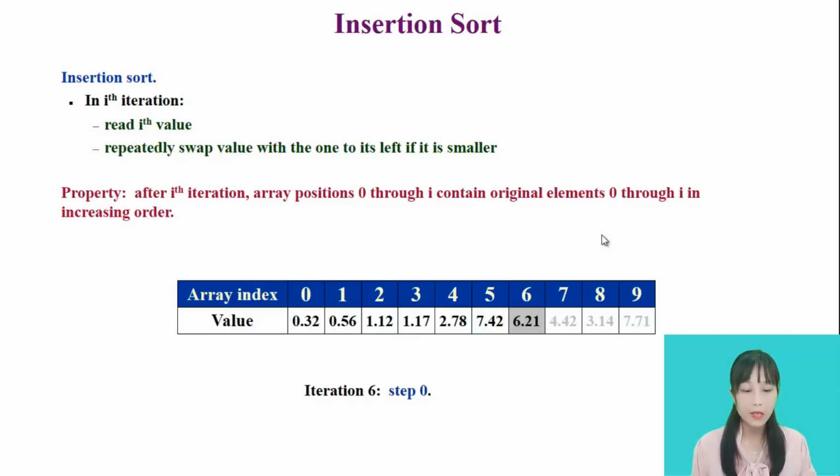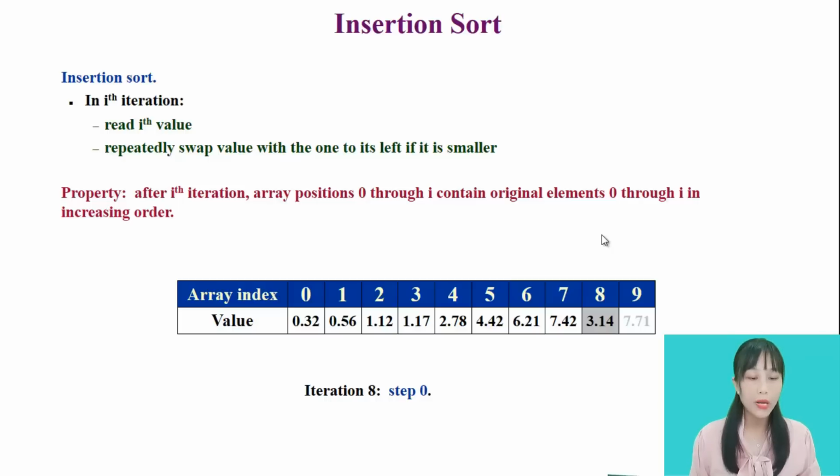Continue. Iteration 6, 6.21. I noticed that 7.42 is greater than 6.21. I will swap it. Step 1, no swap. Iteration 7, step 0. I noticed that 7.42 is greater than 4.42. I will swap it. Continue. Step 1, swap. Continue. Step 2, no swap.